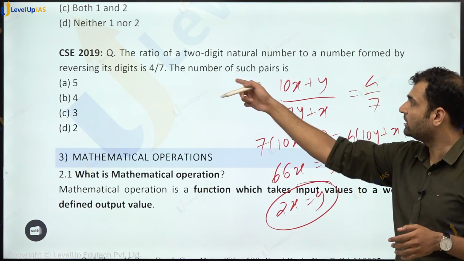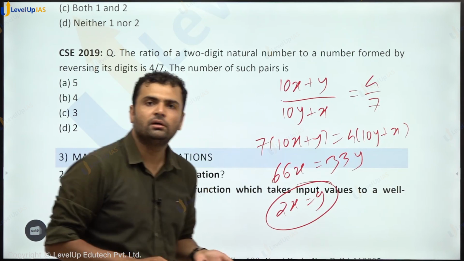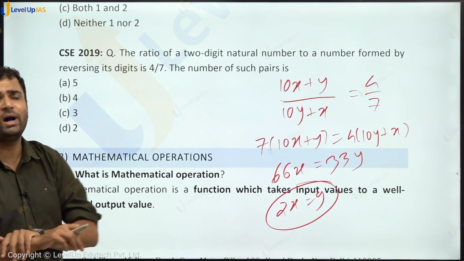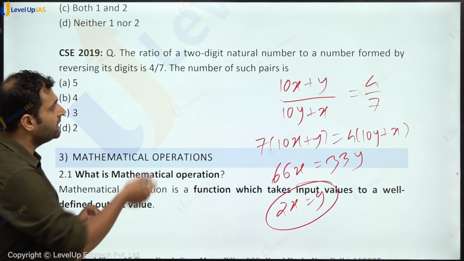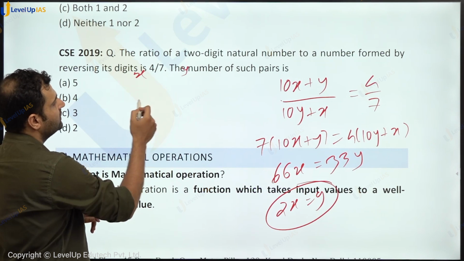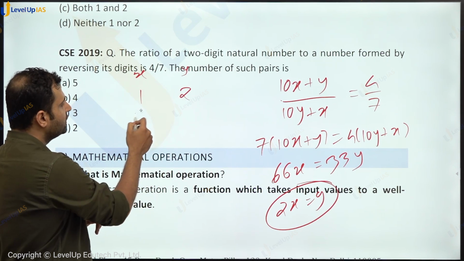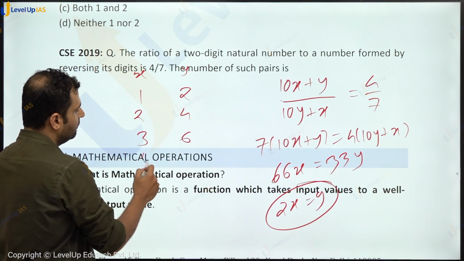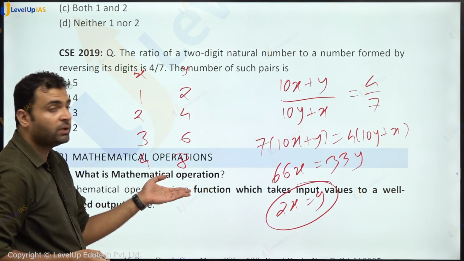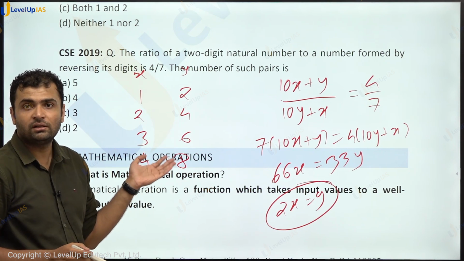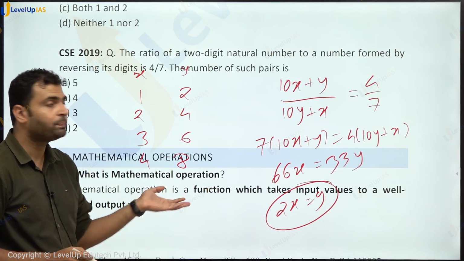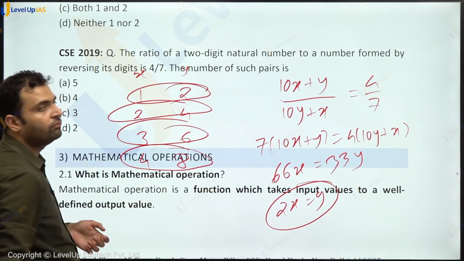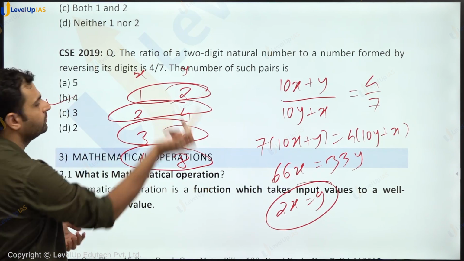And what do they say? The number of such pairs. Now we can just put different values of x and we get corresponding values of y. For example, if you put x equal to 1, you will get y is equal to 2. x equal to 2, you will get y is equal to 4. x equal to 3, y is equal to 6. 4, 8, 5, then it becomes 10. But x and y are digits, so y cannot be 10. So how many pairs do we have? 1, 2, 3, and 4. 4 is the answer. Right?